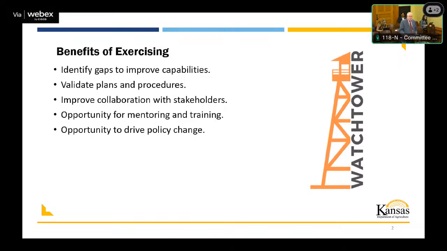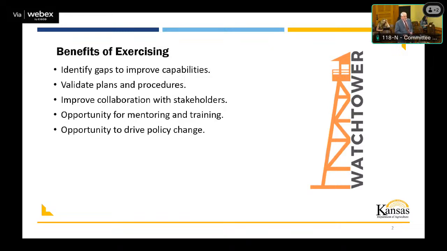The other thing it does is it helps us validate those plans and procedures. Sometimes we do get it right, and so it helps us validate that, hey, this is a process that we can do in Kansas and that we will do that. And then most definitely, it improves our collaboration with our stakeholders. A disease of this impact is obviously going to encompass more than the Kansas Department of Ag. So we have a lot of stakeholders, we have a lot of partnering agencies, different divisions, different departments here in the state, and we'll talk a little bit more about that.